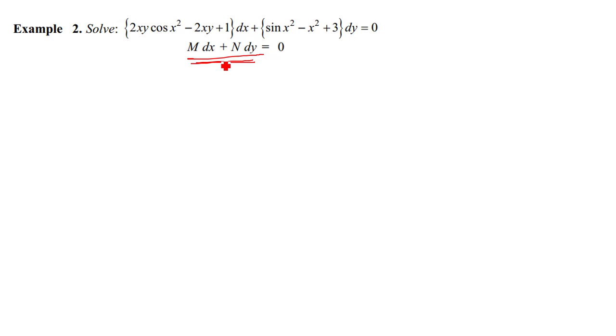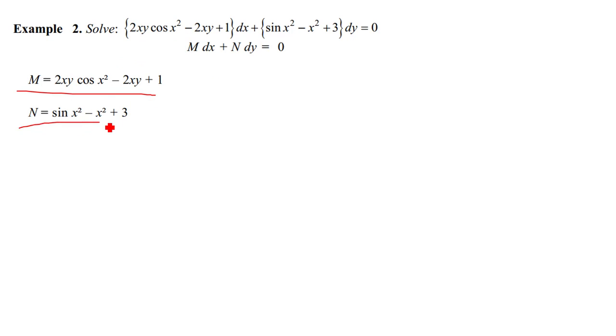When it's in that format, what you do next is you differentiate this M with respect to y, and you differentiate your N with respect to x. When you differentiate this with respect to y, you consider x to be constant. This is your M, and this is your N. Then when you differentiate M with respect to y, you're going to get this as your solution. You find the partial derivative of M with respect to y, because you are considering x to be a constant.